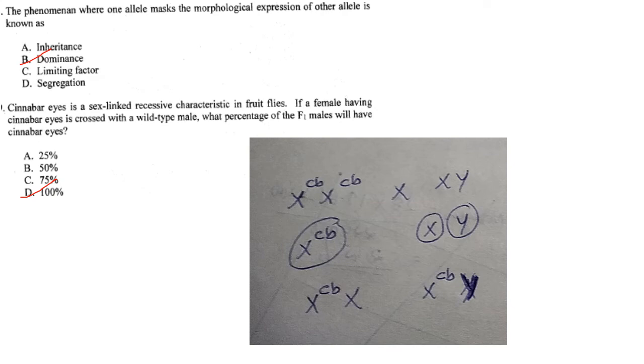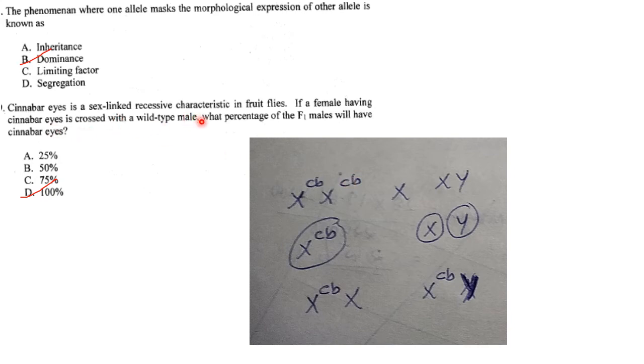Then cinnabar eye is a sex-linked recessive characteristic in fruit fly. If a female having cinnabar eyes is crossed with a wild type male, what percentage of the F1 males will have cinnabar eyes? So cinnabar is a sex-linked recessive characteristic. So if a female has cinnabar eyes, this is the genotype of the female, that is X^cb X^cb. If it is an X-linked recessive condition, for the female to express the cinnabar eye condition, both the X chromosomes should carry the cinnabar eye gene.